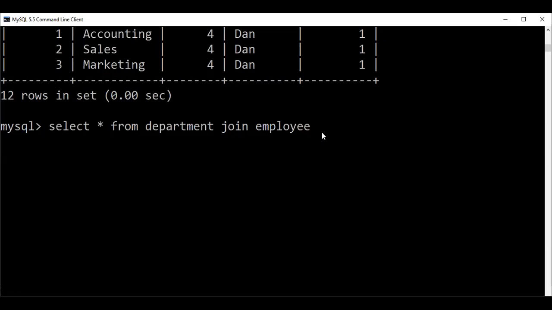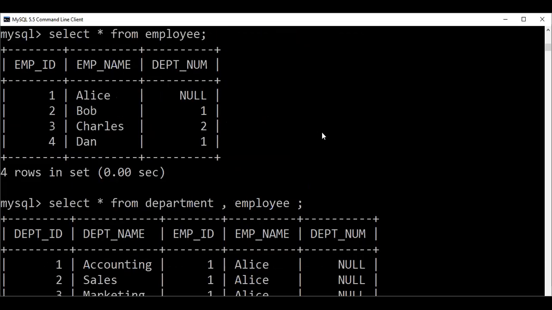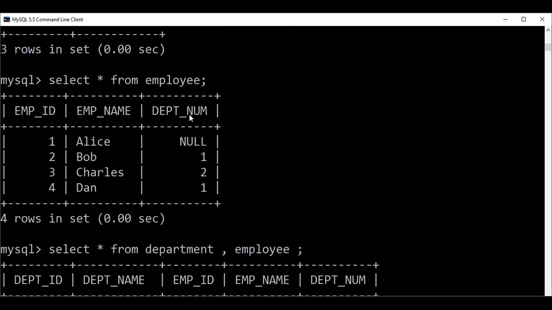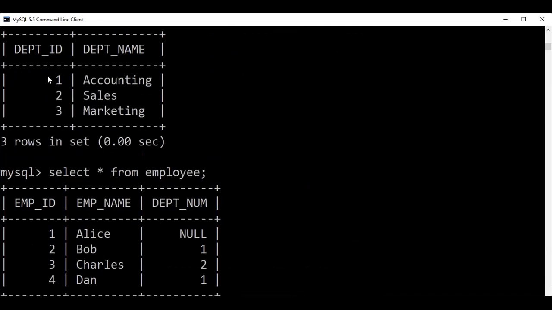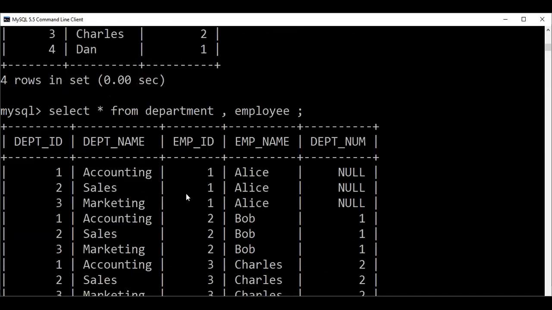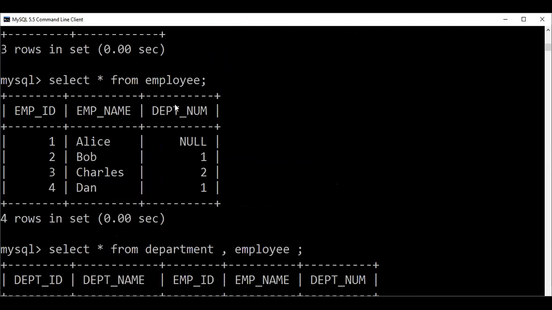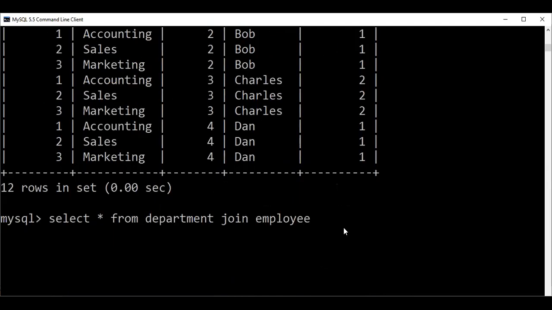To apply natural join, you need to remember there must be a common attribute between department and employee. See here, in this department and employee, there is no common attribute. In department it is department ID and this is department number. So this is not common. That's why in department and employee we cannot apply natural join. Please remember, to apply natural join, we need to rename this department number to department ID. Then only you can apply it. Leave that natural join; I will discuss it later. So first I am applying eq join.